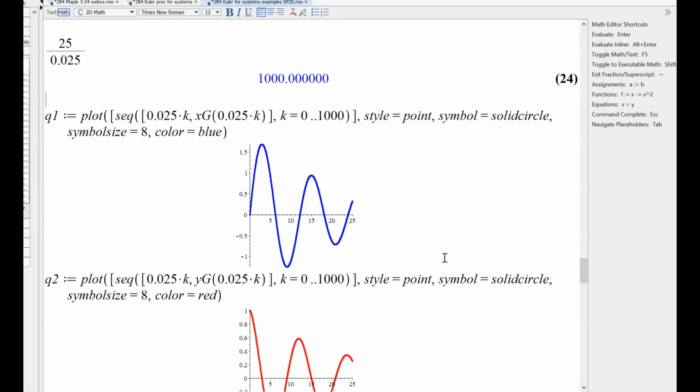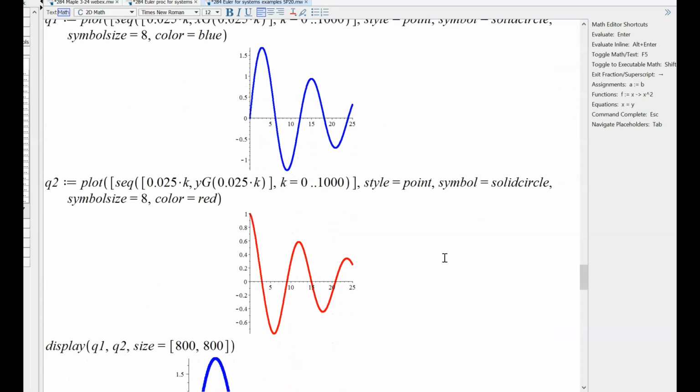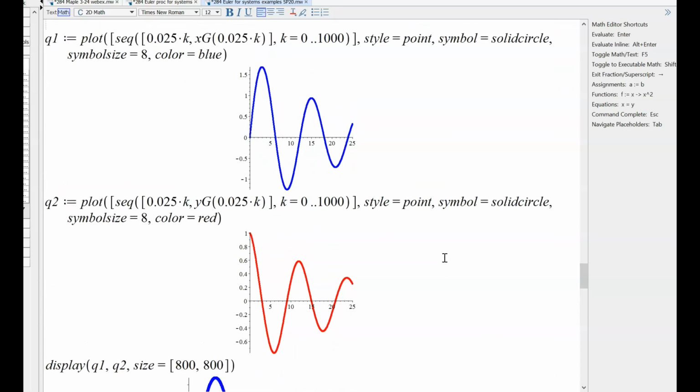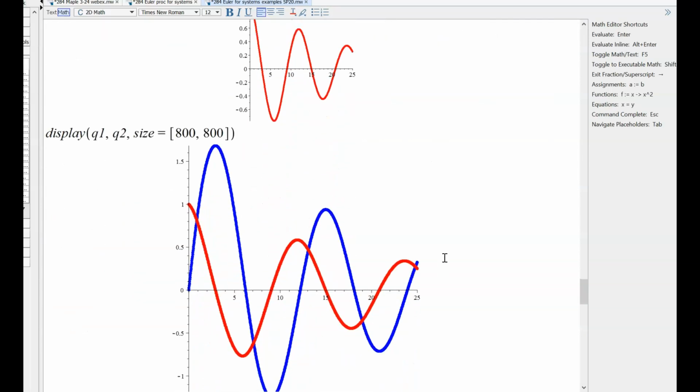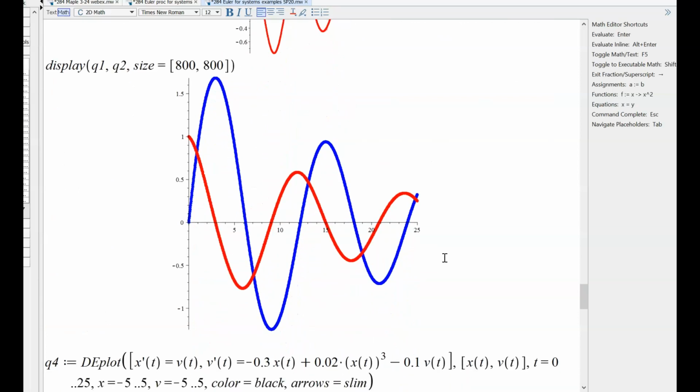There's the x approximate. There is the y approximate. I've called them Q1 and Q2 because I wanted to make a graph similar to one I saw in the textbook, where it had both the x component functions and the y component functions. So the x components are in blue, the y components in red.